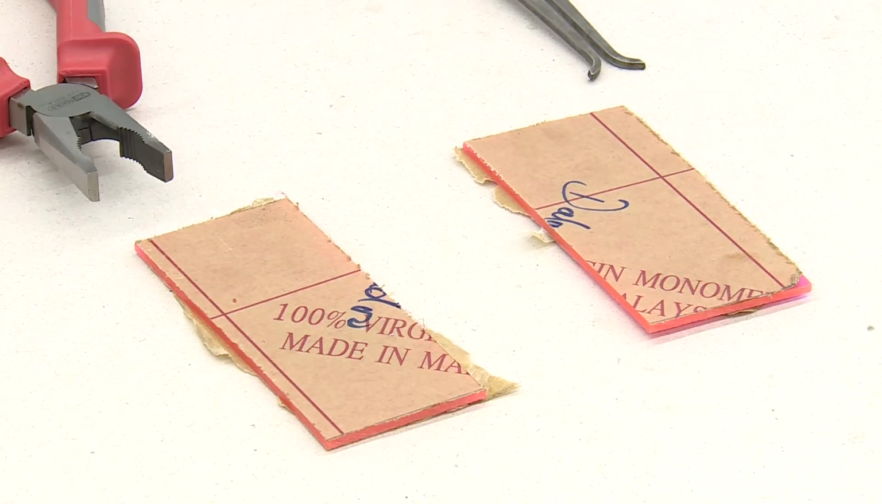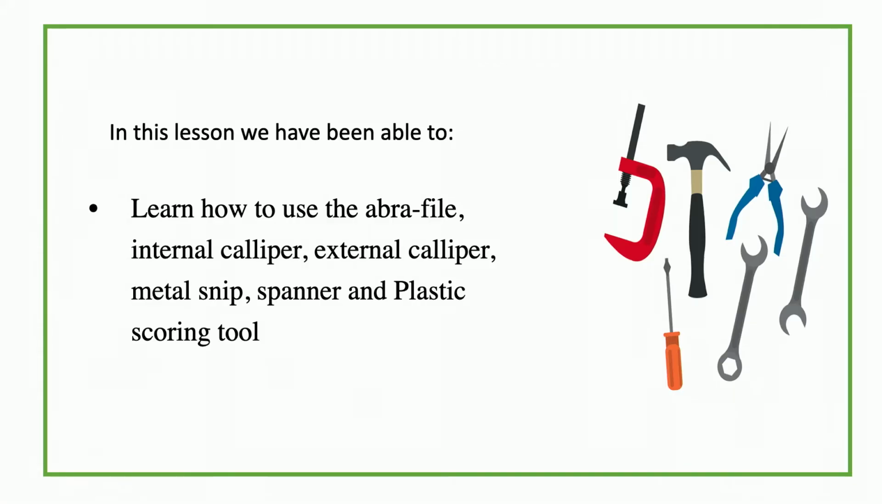In this lesson, we have been able to learn the use of these tools, namely the Abra file, internal caliper, external caliper, metal snip, spanner, and plastic scoring tool. This is our last lesson on tools.